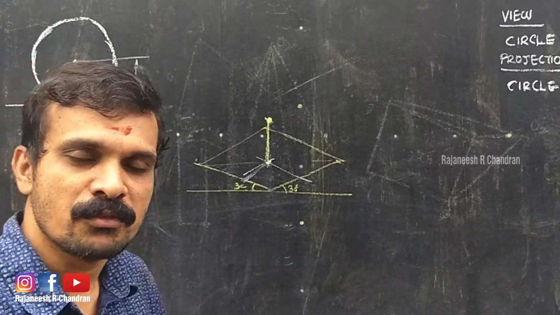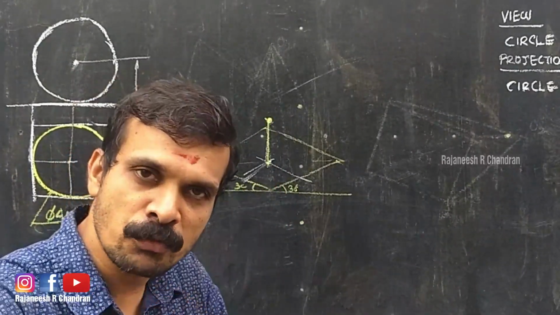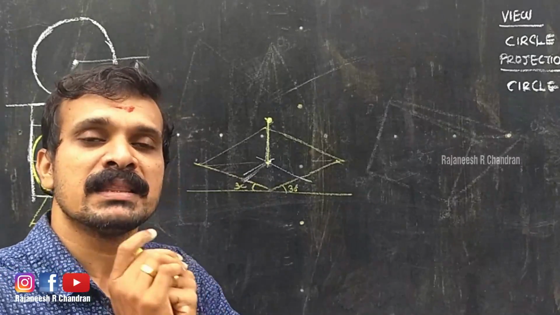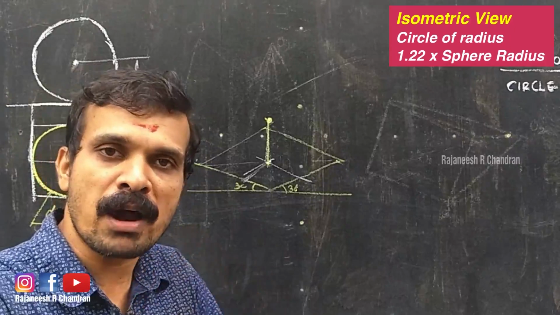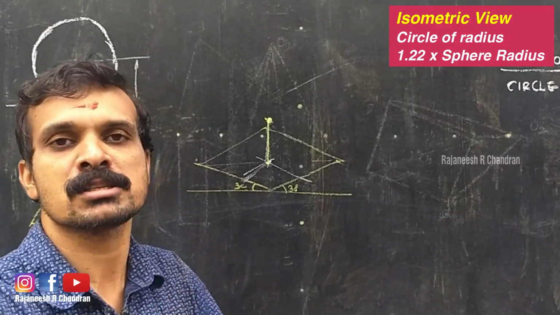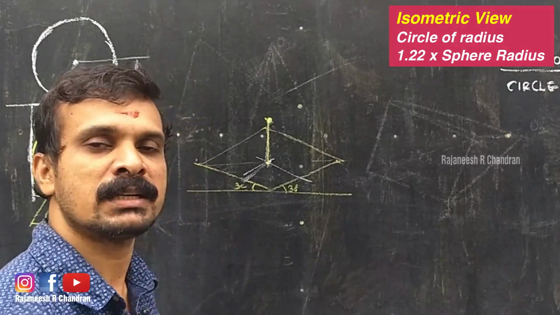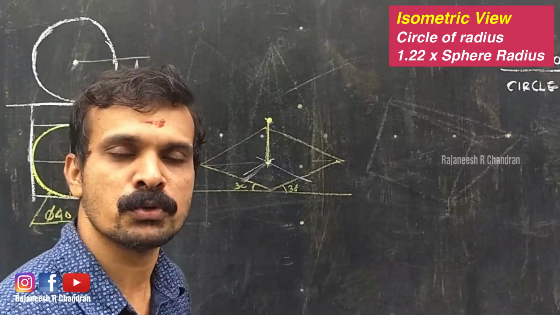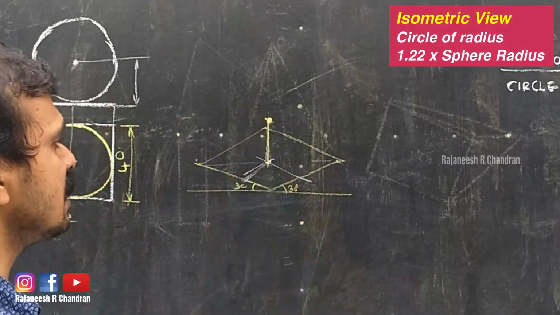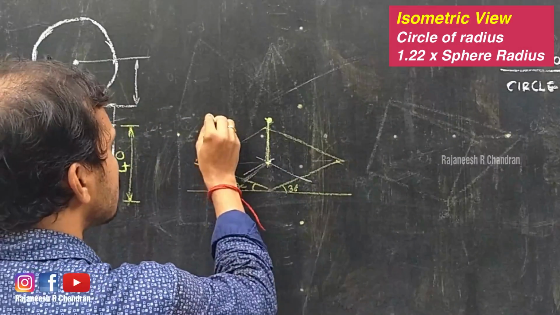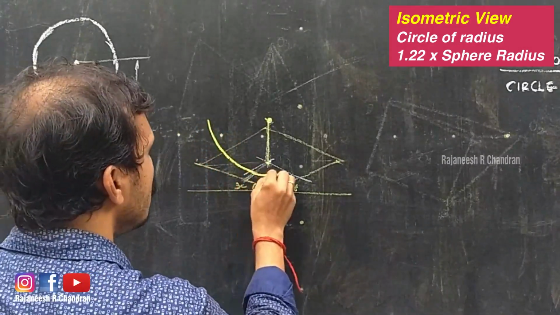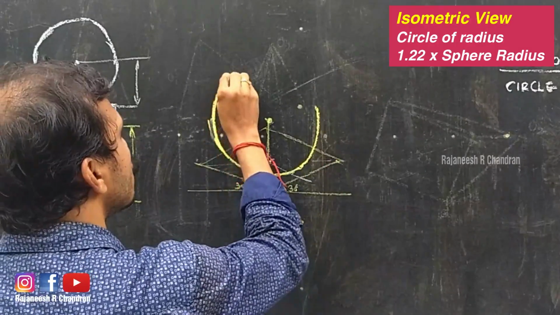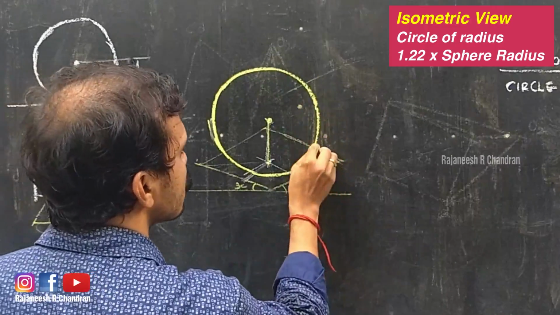Now listen, we are constructing the isometric view, and we know that for constructing the isometric view of a sphere, the radius of the circle should be 1.22 into the sphere radius. So take your calculator, multiply the radius of 20 with 1.22, you will get a value. With that value as radius, draw a circle, and that will be the isometric view of this question.